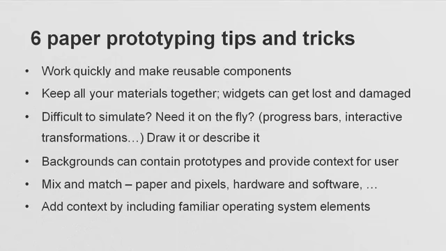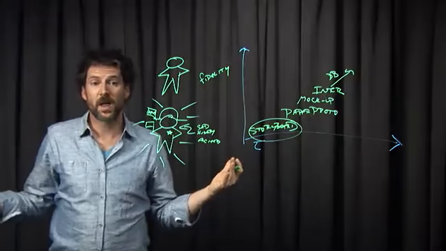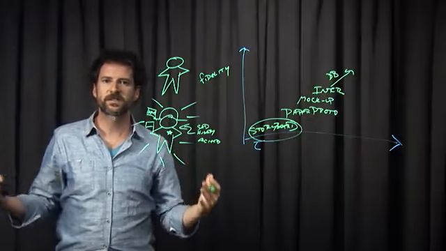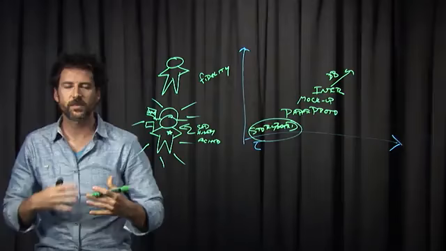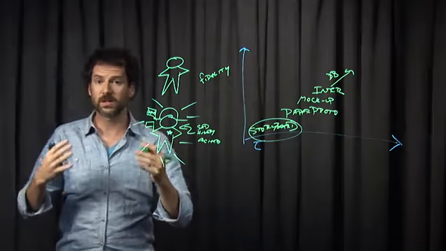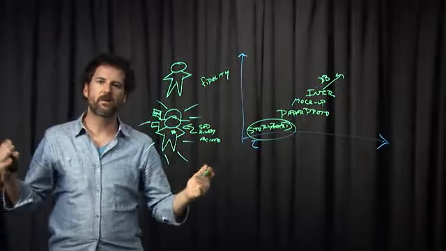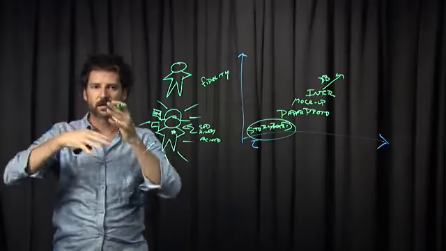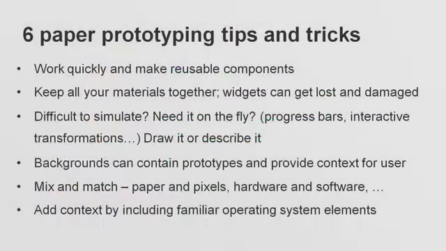Some things are hard to do on paper, which causes people to shy away from it, but don't. If it's difficult to simulate, or as you're talking through something with somebody and you need a new thing on the fly, just describe it or even draw it. Having a background, like the screen frame, can help give a setting of what's going on in terms of the entire holistic experience.